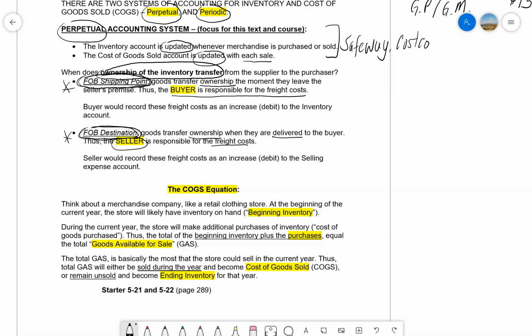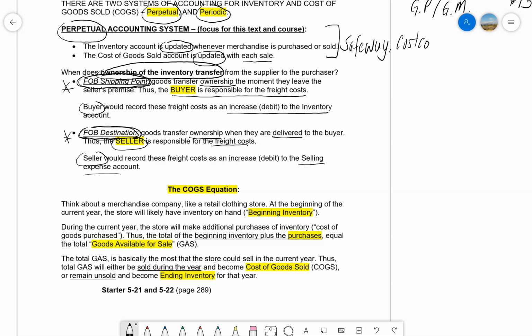Now, if we go back up to FOB shipping point, if the buyer pays the freight cost, they would add that to the cost of the inventory. FOB destination, when the seller pays for the freight cost, they would just record that as a selling expense.